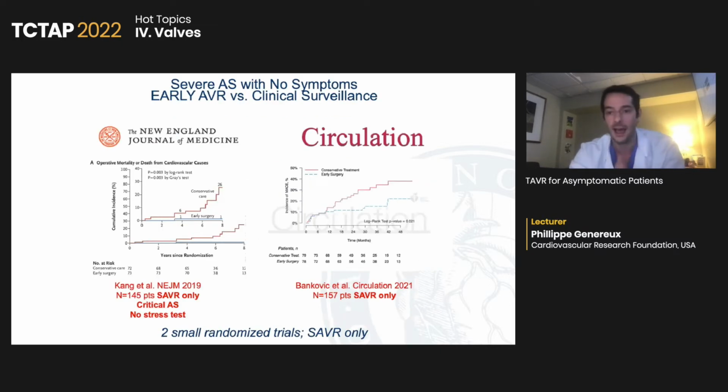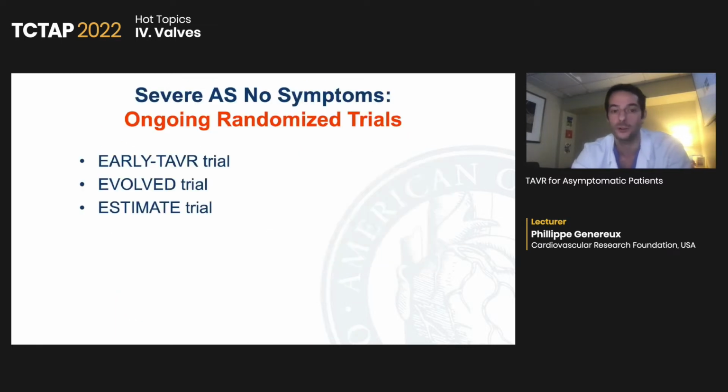So we have 2 randomized trials right now. Both are very small studies, 145 patients and 157 patients, only done with surgical AVR, younger population, a lot of mechanical valves, and the low-level stress tests were not done systematically in those trials. So I think the jury is still out on this topic. But what we learned from these is if you have a young patient with critical AS, I think it's fair to send for surgery. Now the question is, what is the role of TAVR?